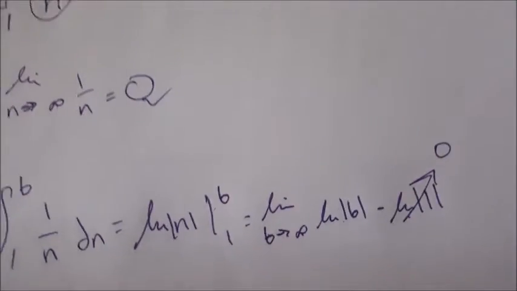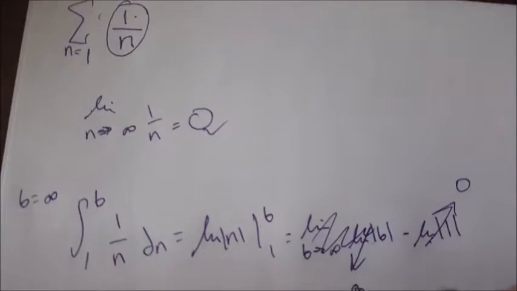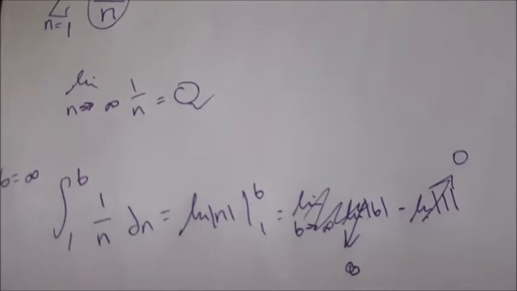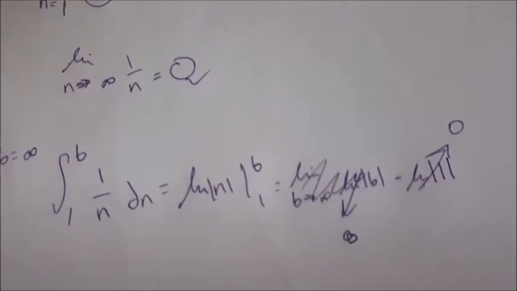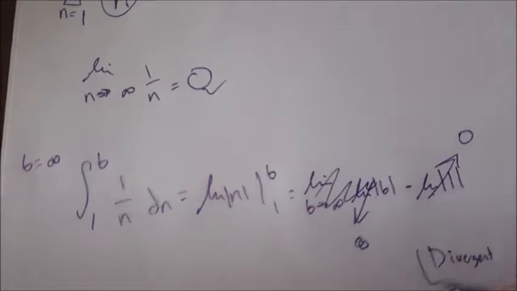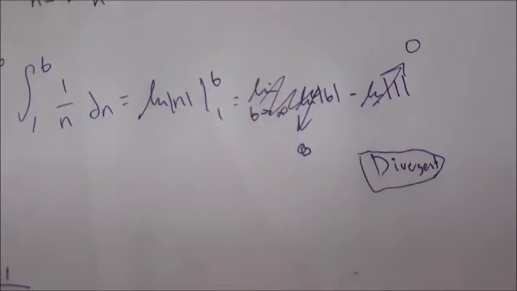The natural log of infinity is just infinity. So if you take the limit of the natural log as b approaches infinity, you get infinity, you don't get 0. Since we get infinity and not 0, this is divergent and it doesn't converge. So using the integral test, we found that since this doesn't have a finite integral, it's divergent. Divergent right there, that little messy handwriting.